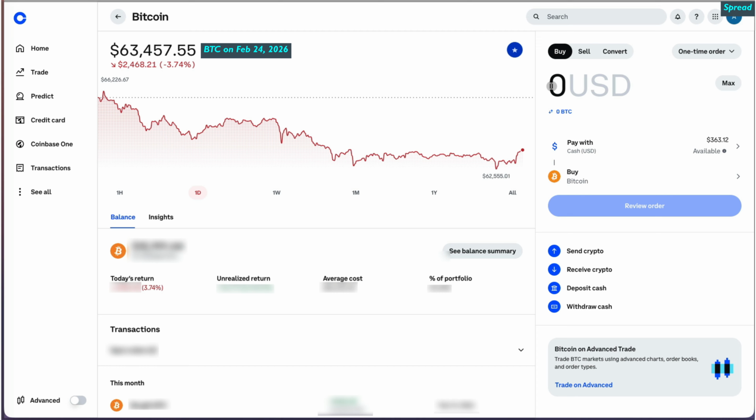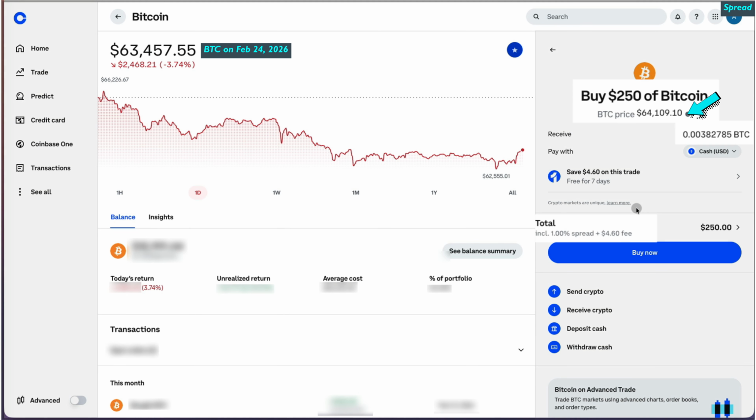Another cost on Coinbase is the spread. Here the market price of Bitcoin is $63,472. But when I try to buy $250 worth of Bitcoin, the price shown under the Bitcoin amount is $64,109. That's because a 1% spread is being applied to this transaction. This means I am receiving less Bitcoin than I would at a true market price.